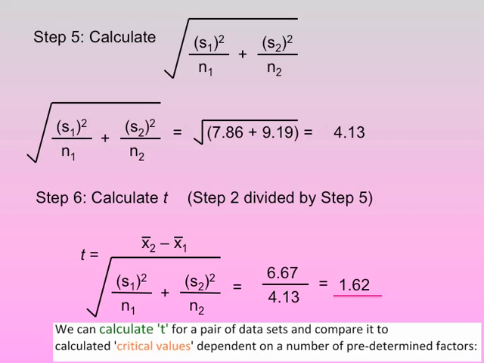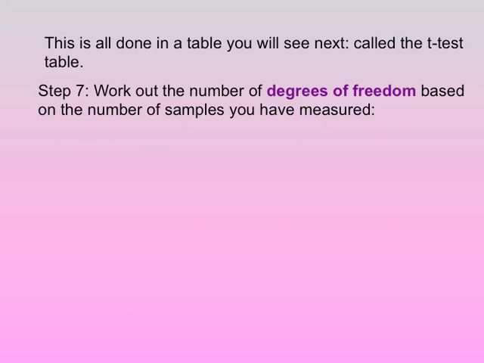This is called the critical values table, or t-test table, and we can use that table to compare the number that we got for t. How does it compare to a critical value? That comparison is going to allow us to either accept our null hypothesis or reject our null hypothesis. This table you will see in the next slide, and it is called the t-test table.